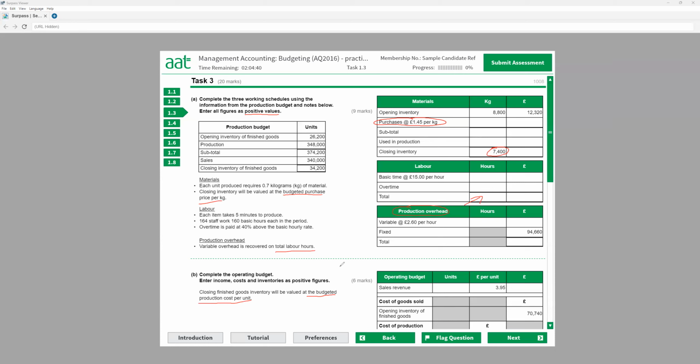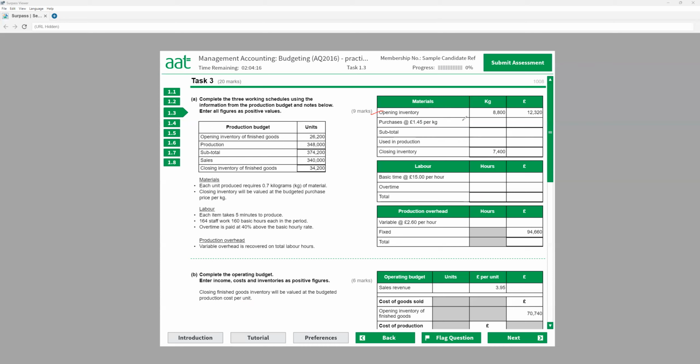All right, so this is the information we have. Now we're going to start our calculation. The first one we can see here is opening inventory, which is already given. Then purchases at 1.45 per kilo, then the subtotal, then how much we used in production, and the closing.